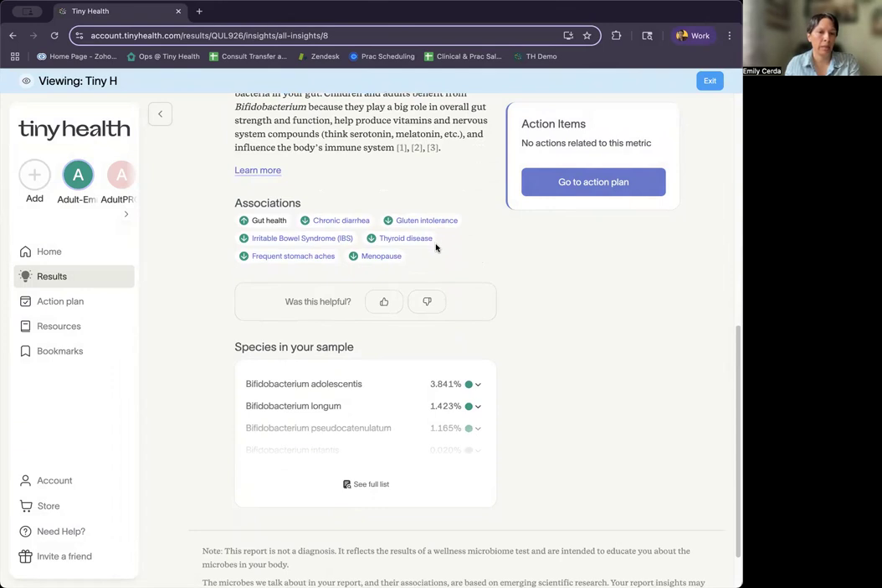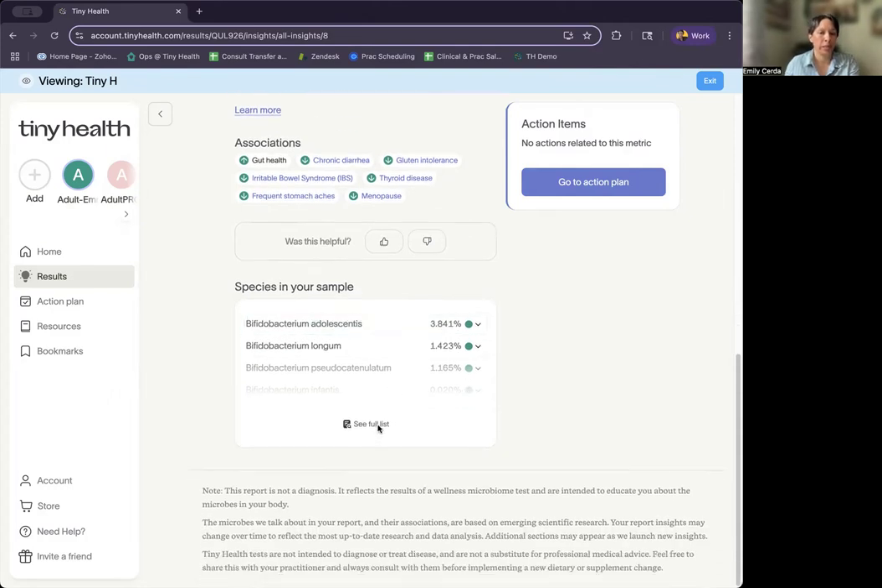We have associations here. Obviously, it's going to be better gut health when this is high or within normal, optimal range. And then these are all associations to conditions. When Bifidobacteria is low, it has a positive association in our internal data to chronic diarrhea. With any of these, you can click on them and go out to the association to learn more about it.